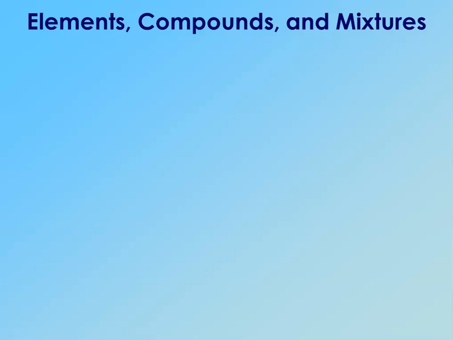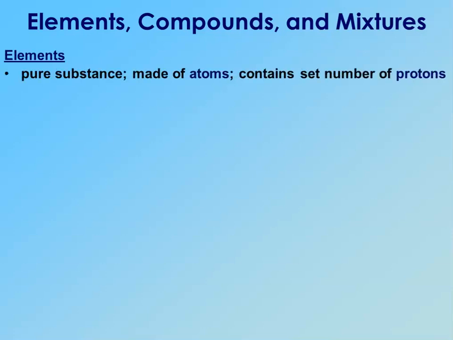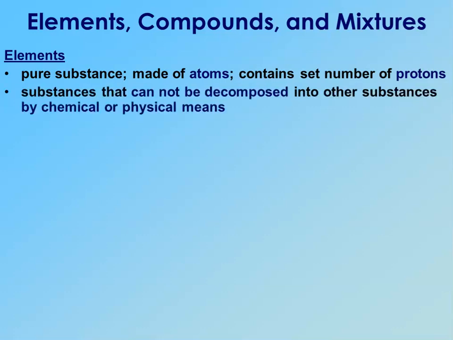This video is going to focus on changes and properties of substances. We're going to start by reviewing elements, compounds, and mixtures. So elements, again, are one of your two types of pure substances. They are made of the same kinds of atoms. The atoms will have the same number of protons. They don't necessarily have to have the same number of neutrons.